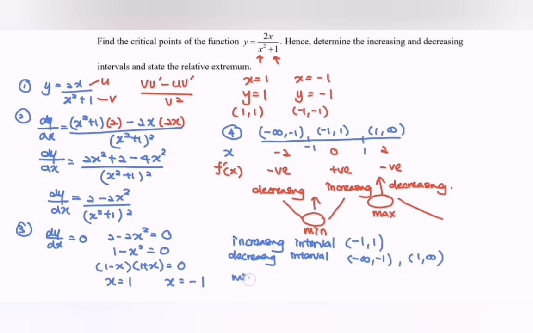Then for the minimum point, we have the situation (negative 1, negative 1). For the maximum point, we have the point (1, 1).